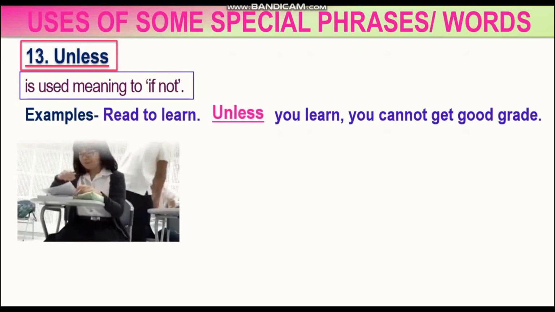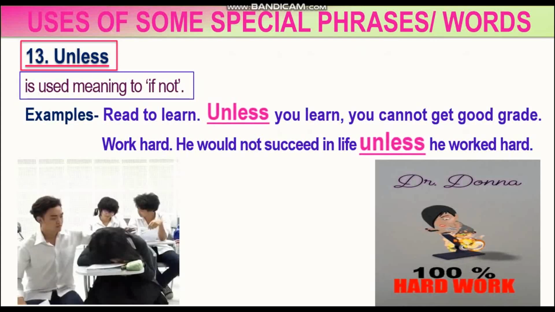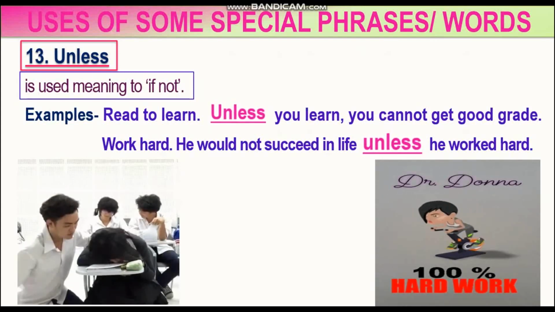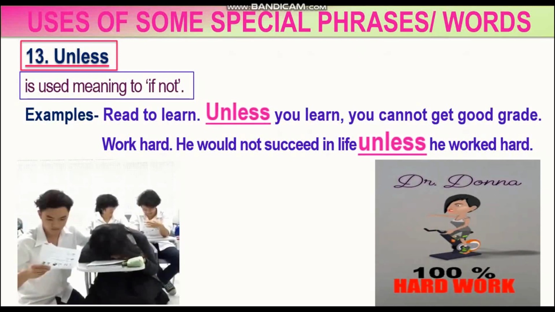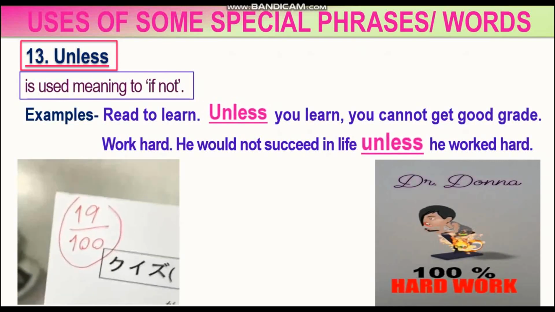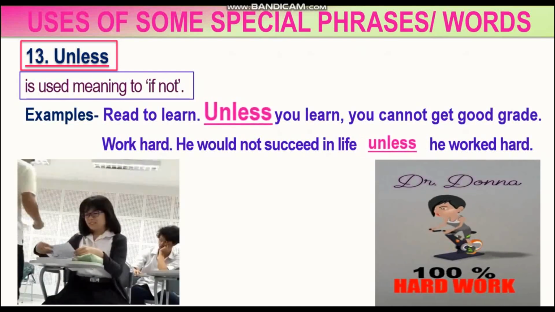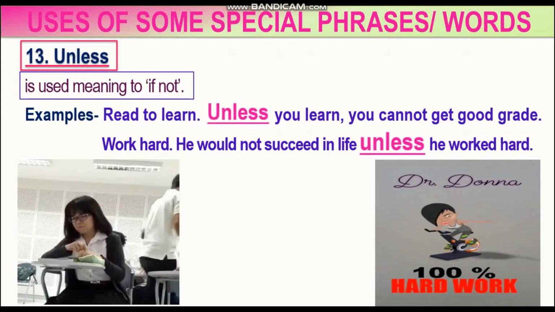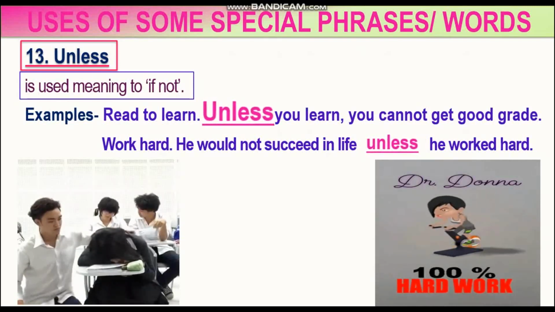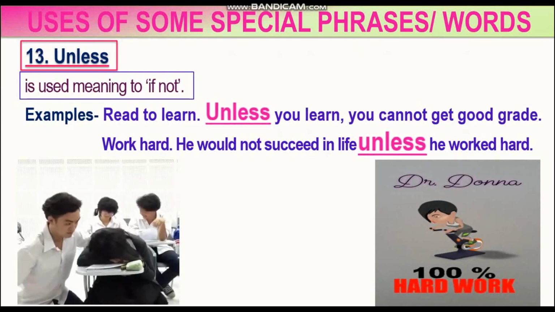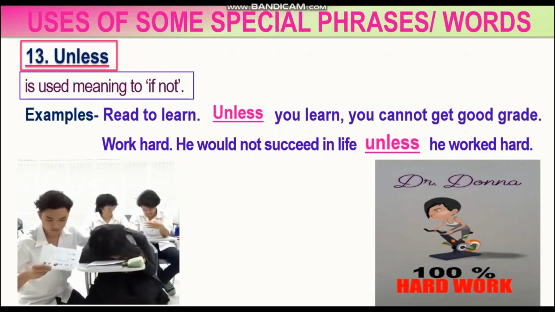For example, read to learn. Unless you learn, you cannot get good grade. Work hard. He would not succeed in life unless he worked hard. Here in the first instance, unless you learn, you cannot get good grade. That means, if you do not learn, you cannot get good grade. In the second instance, he would not succeed in life unless he worked hard. That is, he would not succeed in life if he did not work hard.